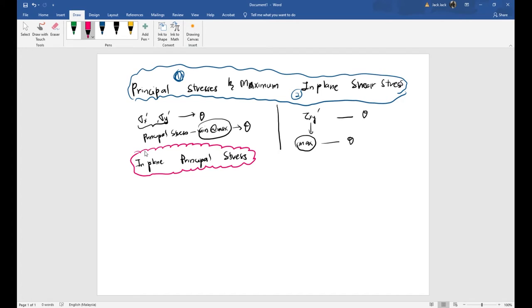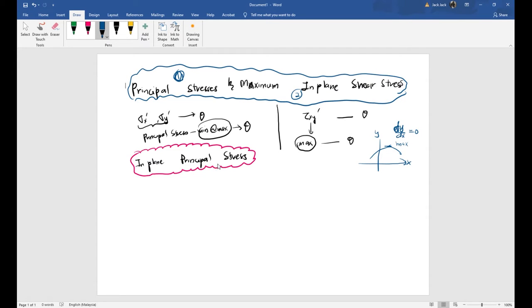Recall our modern maths during high school or secondary school, where we learned the quadratic function. Let's say we have a quadratic function with respect to the x-axis and y-axis like this. At this point, the value is maximum. What other property do we have at this point? The slope, or the differentiation dy/dx, is equal to 0. So at this maximum point, dy/dx is equal to 0.